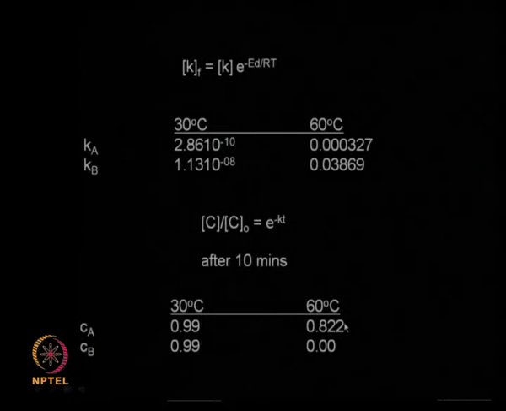So I just raise the temperature from 30 to 60. At 30 I have equal amounts of enzyme, 0.99, 0.99. When I increase the temperature from 30 to 60, I lost some activity for enzyme A because it has come down from 0.99 to 0.82, but enzyme B has completely disappeared. So now I have only pure A. So I can use a thermal based method for purification.